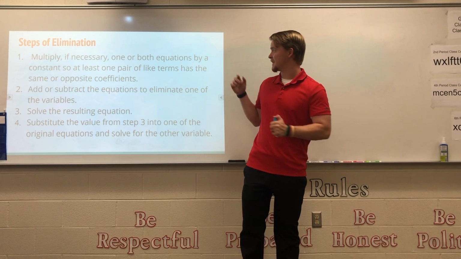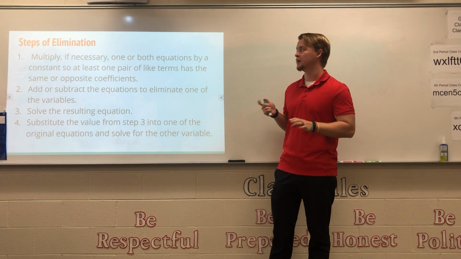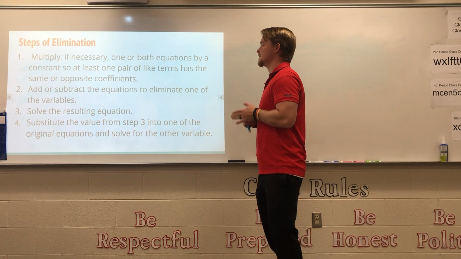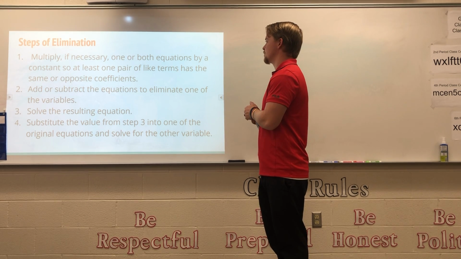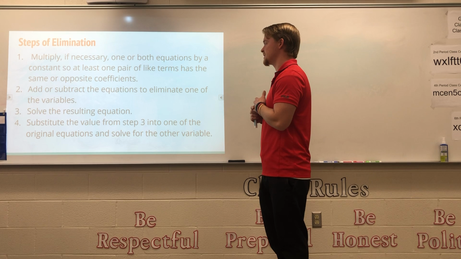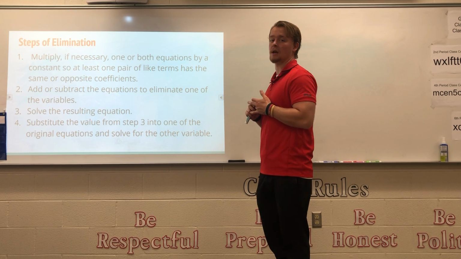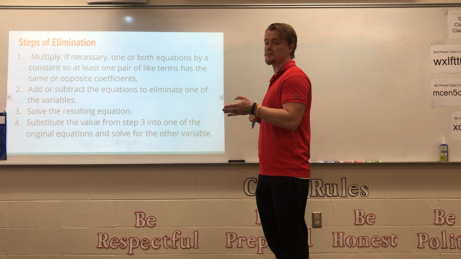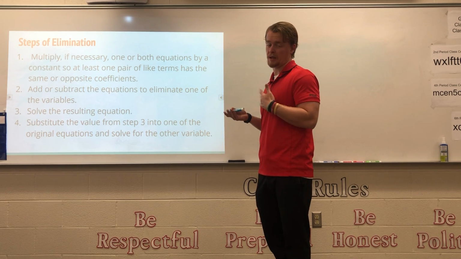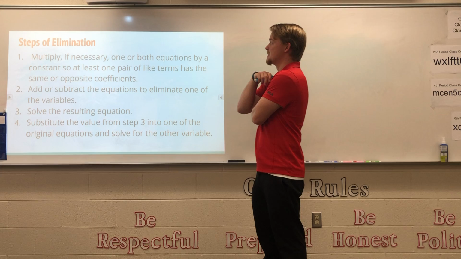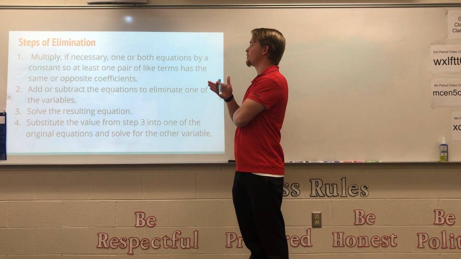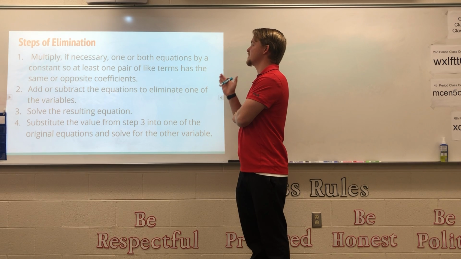Number one, it says multiply, if necessary, one or both equations by a constant, so at least one pair of like terms has the same or opposite coefficient. A lot to break down in that. First of all, multiply if necessary. Sometimes you can skip step one, kind of like we could with substitution. Sometimes step one is already done and you're good. If not, multiply one or both equations by a constant.